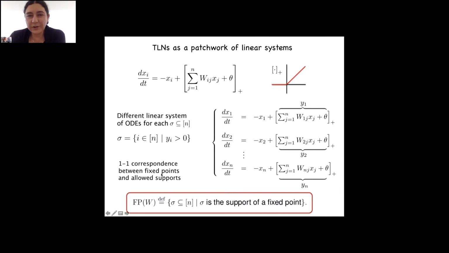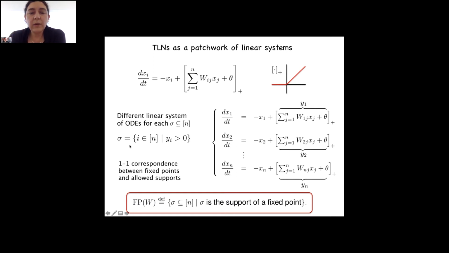So for each support, there can be at most one fixed point. So if I tell you, is there a fixed point where neurons 1, 3, and 7 are all firing and everyone else is silent? Well, you can check, but if there is one, there is at most one. And it really depends on whether the corresponding linear chamber contains its own fixed point for the linear system inside the chamber.